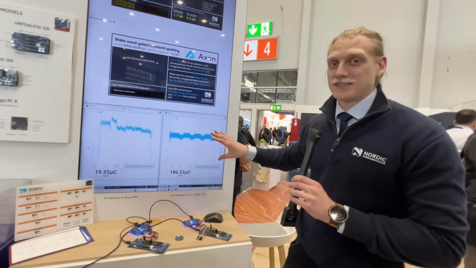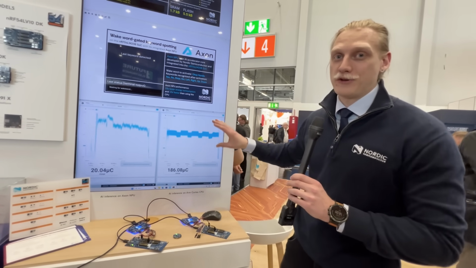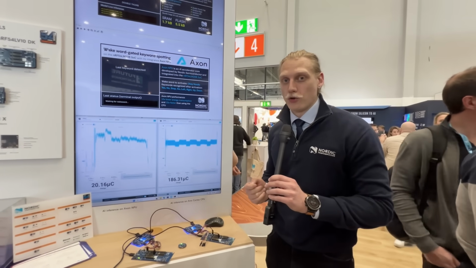And in our internal testing, we have actually measured up to 15 times both faster and 15 times more energy efficient than running the same Lite RT model on the CPU core.